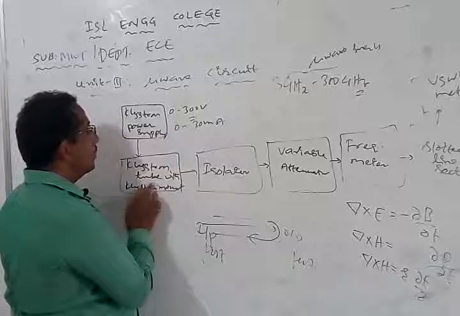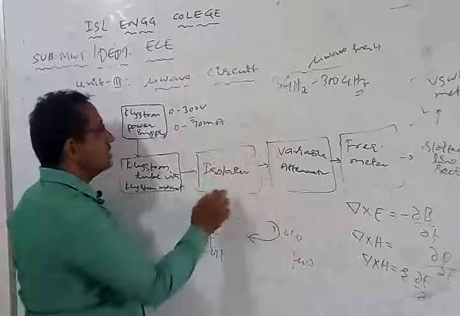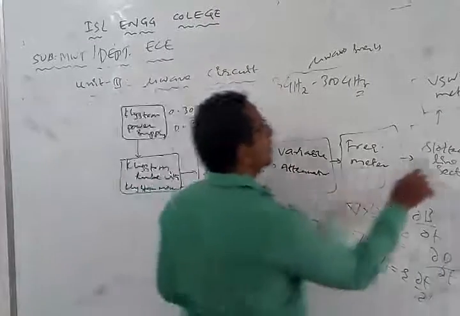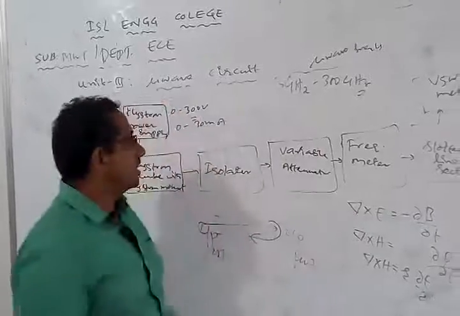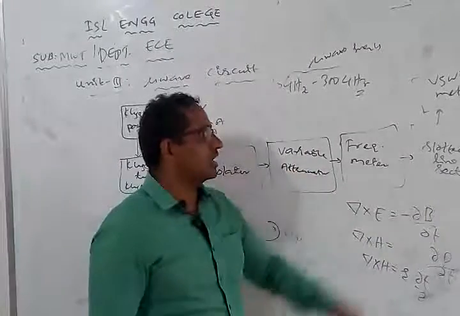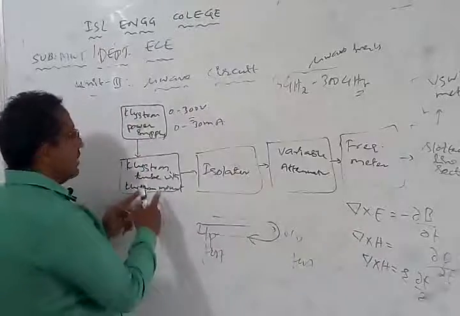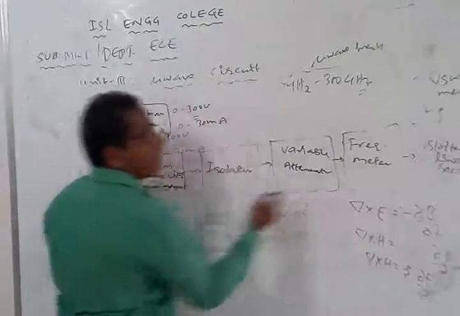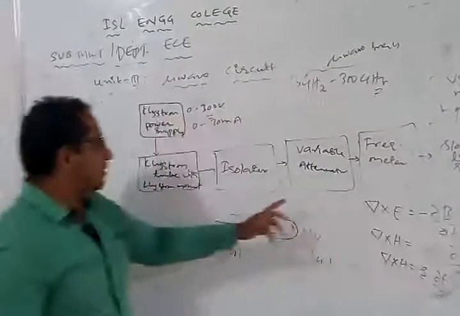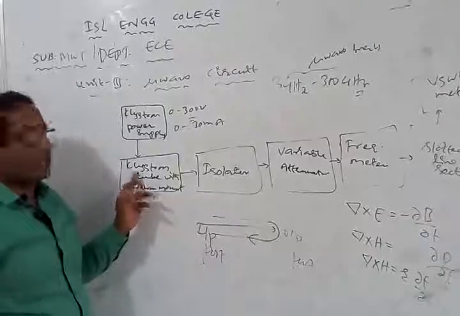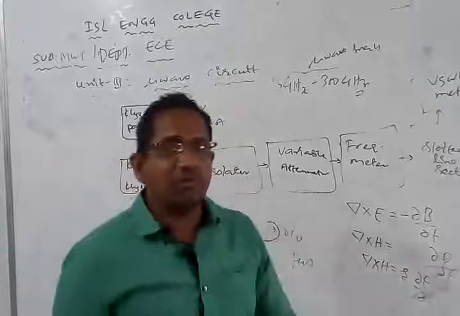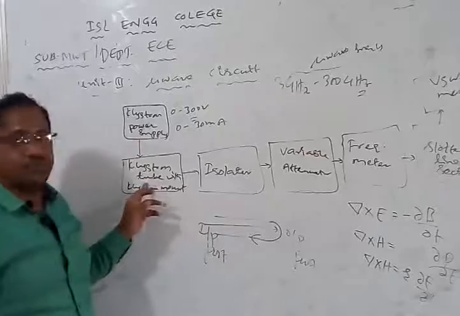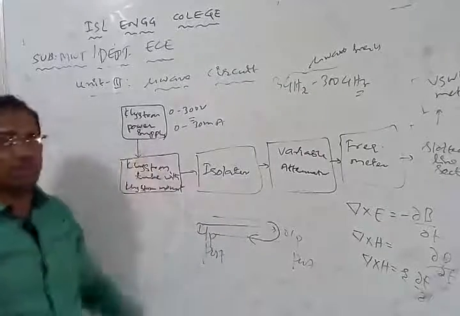The klystron tube, which has been used to generate the oscillations, may get reflected signals at any point of time. All these are versions of waveguides: variable attenuator, frequency meter, slotted line section. Your electromagnetic wave, that means your electric field or magnetic field, may get reflected back. Once it is reflected back, it will enter the klystron tube. The klystron tube is already a very hot device, so added to the heater, this heat is also added. Because of this the klystron tube is going to get damaged.